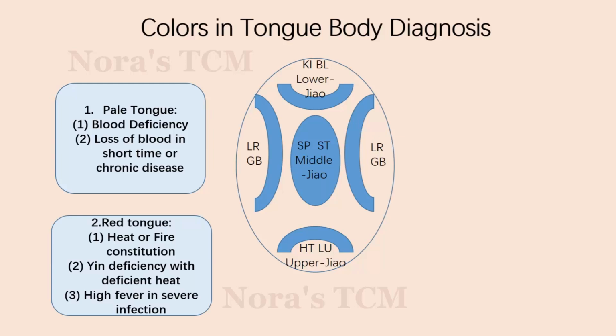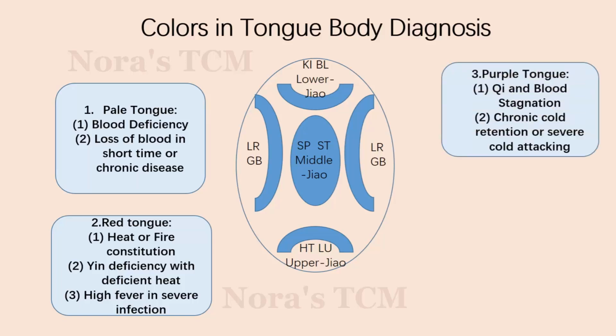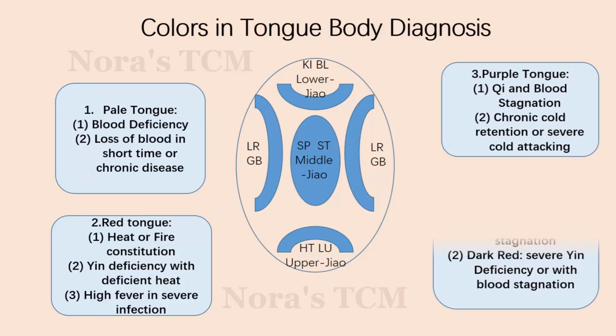Second, red tongue. It means heat or fire, constitution, or yin deficiency with deficient heat, or high fever in severe infection. Third, purple tongue. It means qi and blood stagnation, or chronic cold retention, or severe cold attacking.